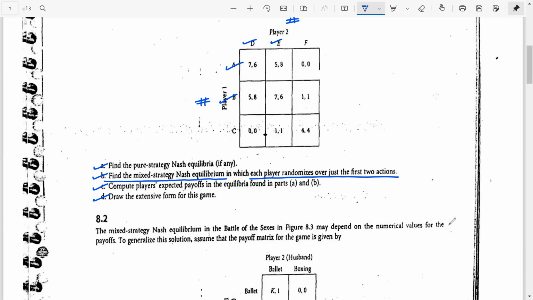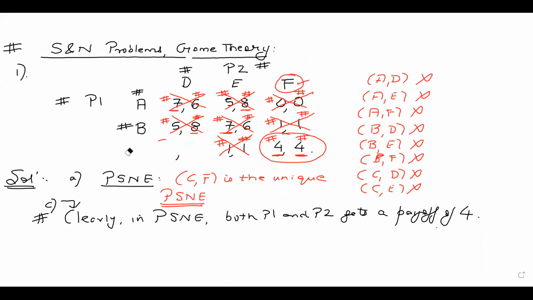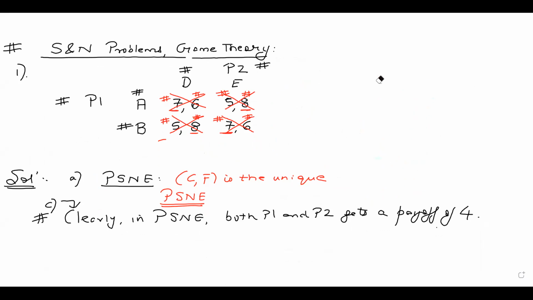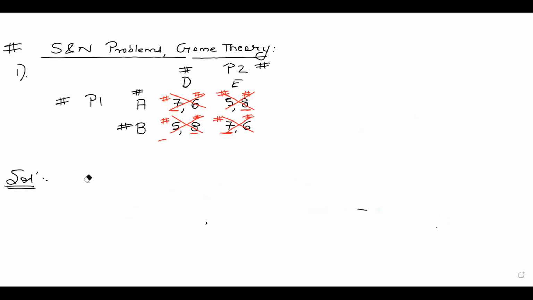So I come back to the whiteboard, and now what we are doing is I am erasing C and F because we are strictly given that the players are randomizing over the first 2 actions. So I erase this off, and erase this part also. Now our objective is to find the mixed strategy Nash equilibrium of this particular game. So I erase this also, let the matrix look nice and clear to everyone. Okay. So now this is our matrix where the players are randomizing only over their first 2 actions.